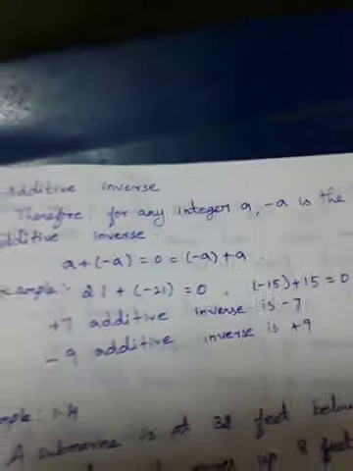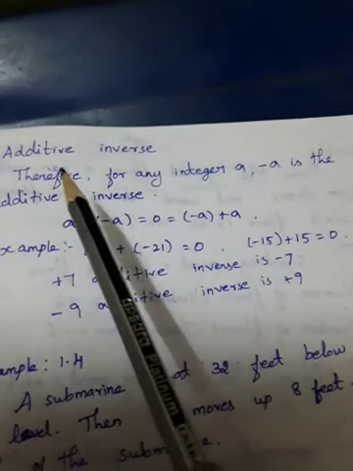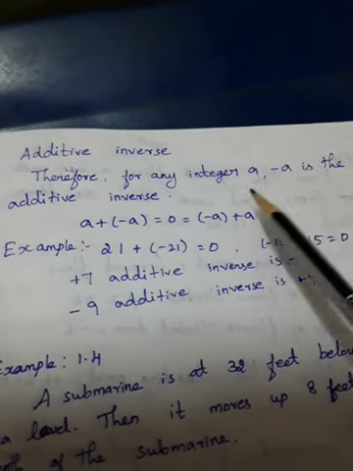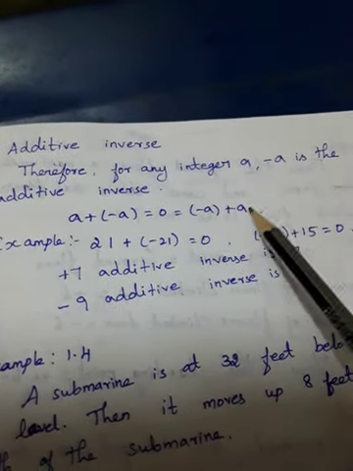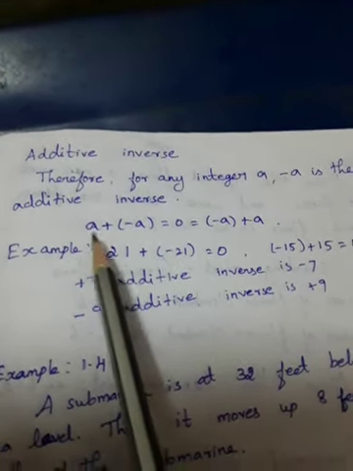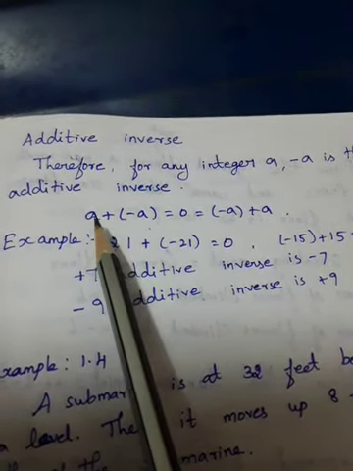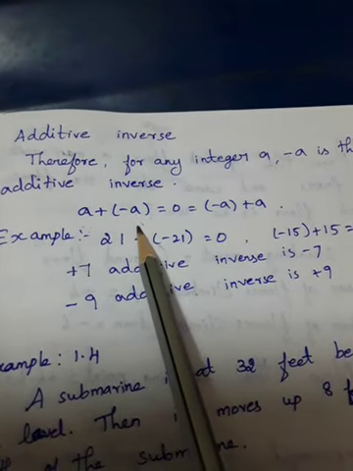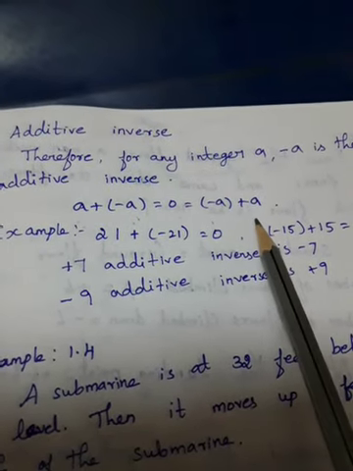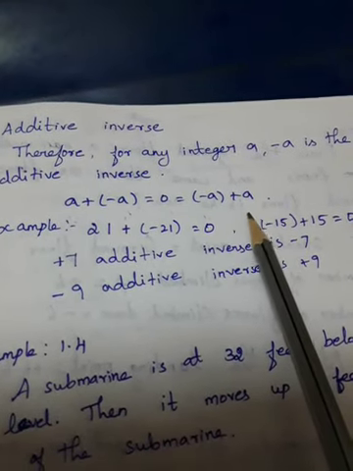The last property is additive inverse. So what is additive inverse? For any integer a, minus a is the additive inverse of a. That is, a is an integer, minus a is the additive inverse of a. So if we add the number and its additive inverse, our answer should be 0. If minus a is the number, our answer should be plus a.